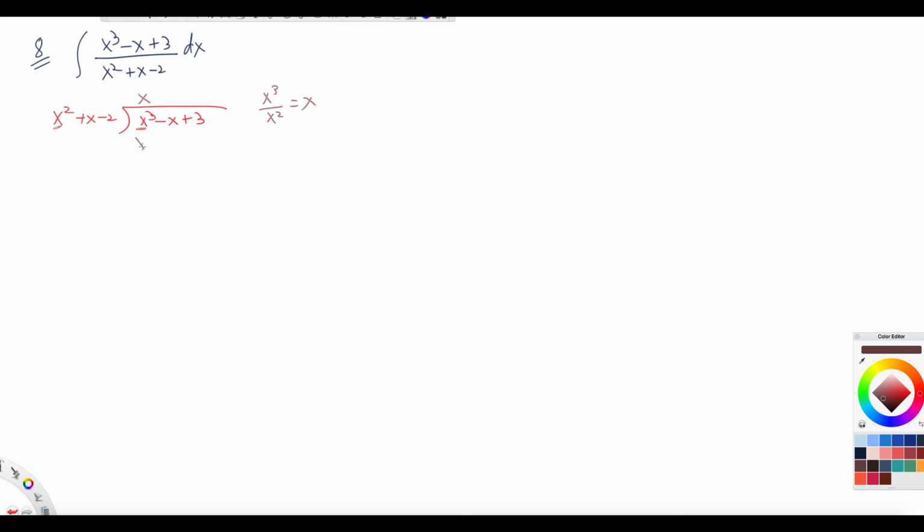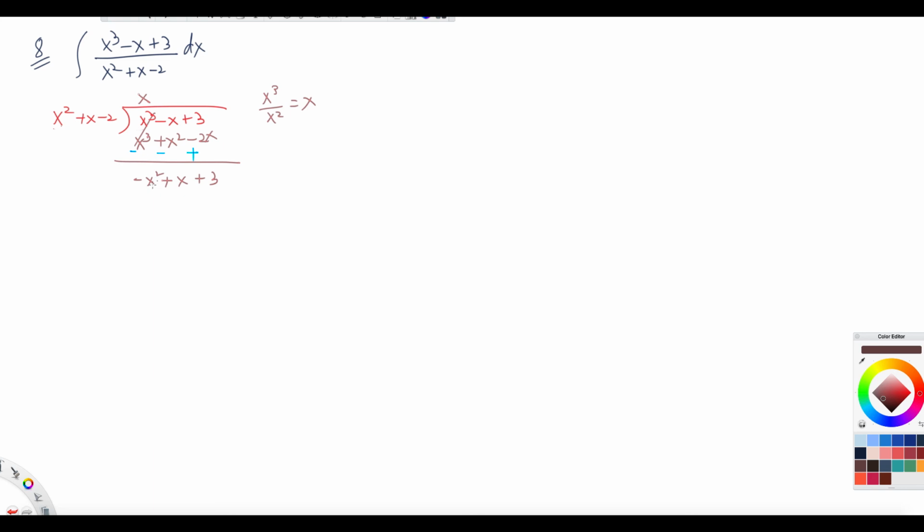x times x squared is x cubed, x times positive x is plus x squared, x times negative 2 is negative 2x. Okay, and now subtract this from that. I was underlining this and that one. When you subtract, you change the sign. So what do you get? The x cubed and x cubed cancel out, so what is left is negative x squared, and plus 2x minus x is plus x, plus 3.